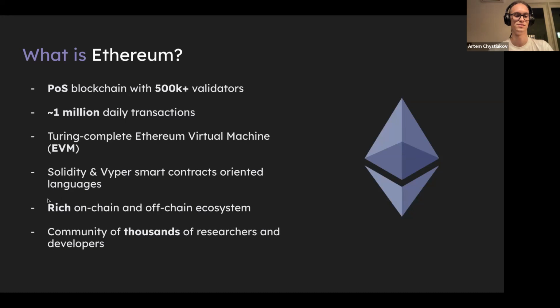Ethereum has a super rich on-chain and off-chain ecosystem. On-chain ecosystem is basically protocols that are already developed and already present on-chain, like DeFi and NFT stuff. These are protocols that are already available to be built on top of and to be used, and this enables new protocols to thrive.